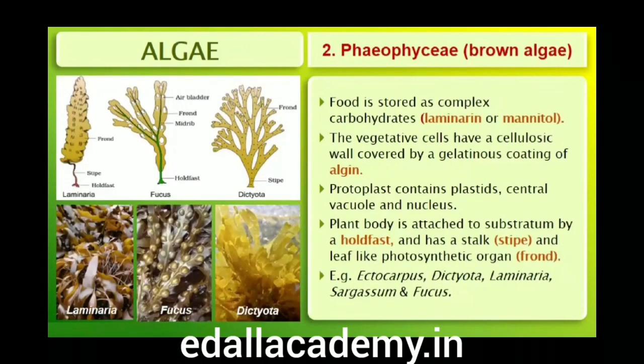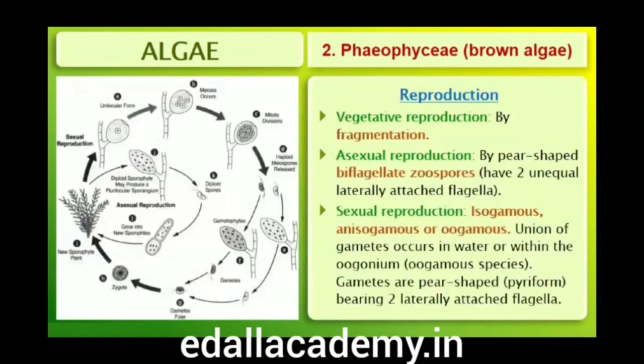Food is stored as complex carbohydrates, which may be in the form of laminarin or mannitol. The vegetative cells have a cellulosic wall usually covered on the outside by a gelatinous coating of algin. The protoplast contains, in addition to plastids, a centrally located vacuolated nucleus. The plant body is usually attached to the substratum by a holdfast, and has a stalk, the stipe, and leaf-like photosynthetic organ, the frond. Vegetative reproduction takes place by fragmentation.